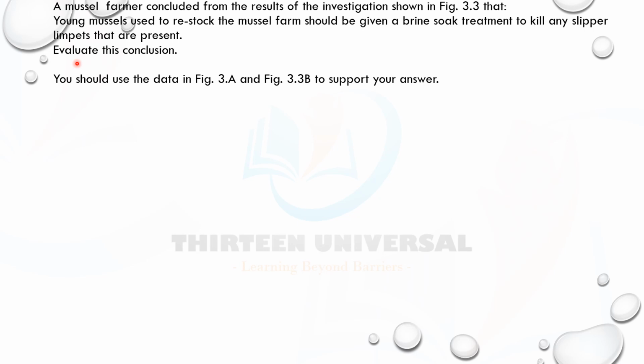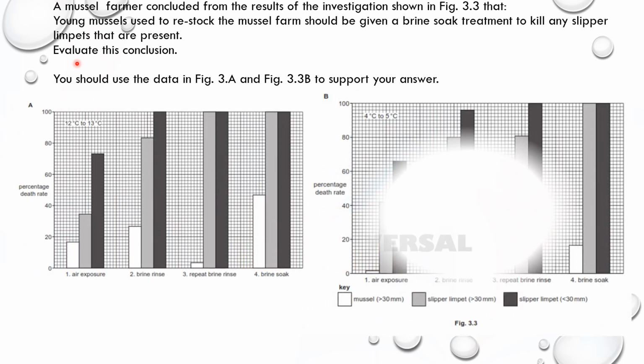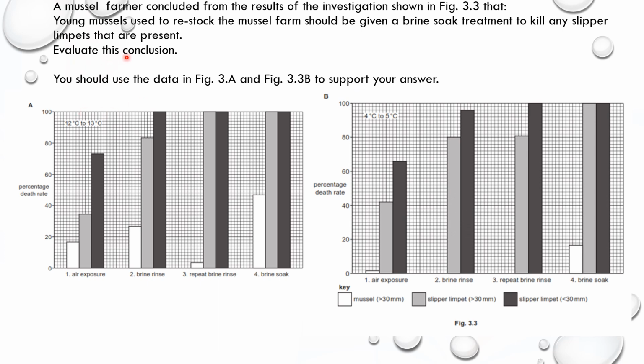Make an argument for and an argument against. So it's saying that they should use the brine soak treatment, which is the fourth one, that it kills any slipper limpets. So is it correct? Does the data support what it's saying? Let's look at the data. Let's see whether there's something that supports it.